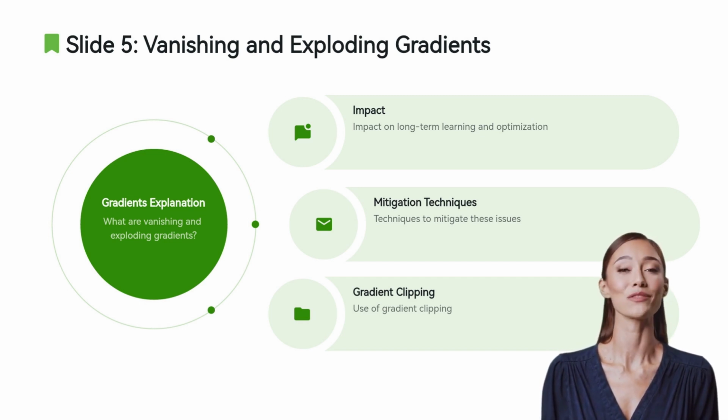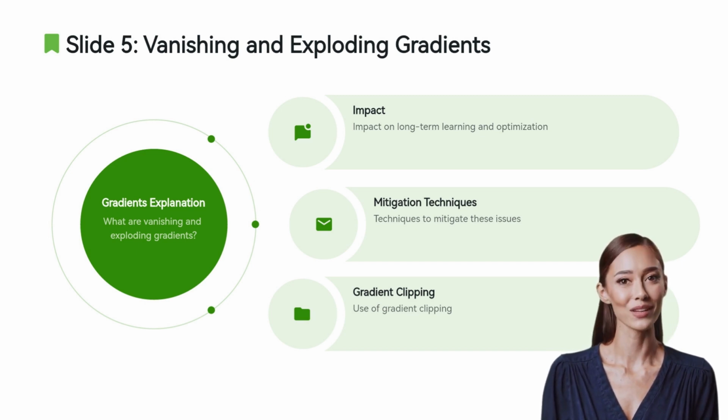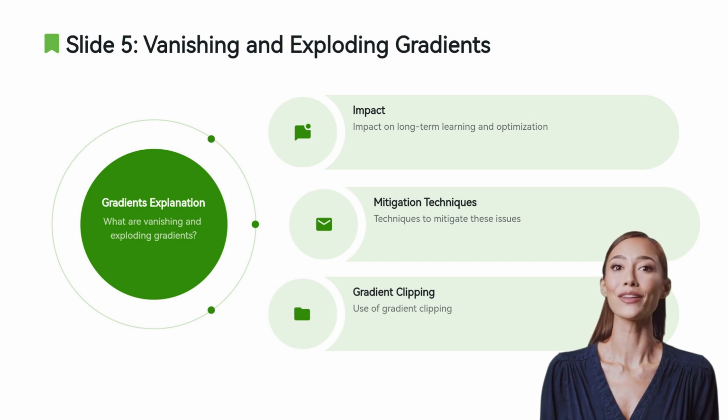To mitigate these problems, several techniques are commonly used, such as gradient clipping, where gradients are scaled back if they exceed a certain threshold, ensuring they remain within a manageable range. Other strategies include the use of alternative RNN architectures, such as LSTM or GRU, which are designed to combat the vanishing gradient problem more effectively.